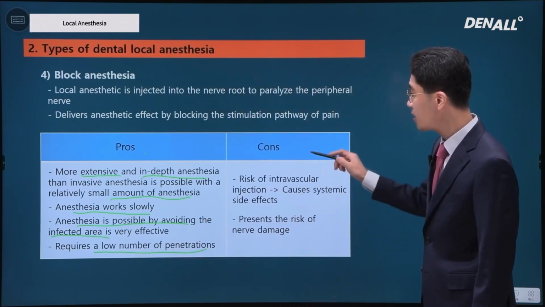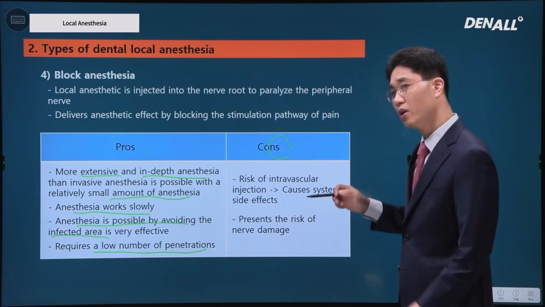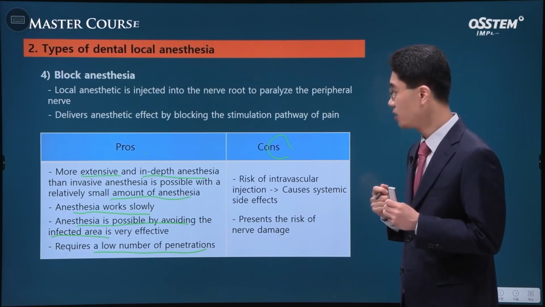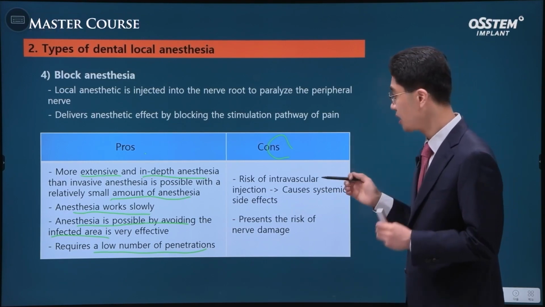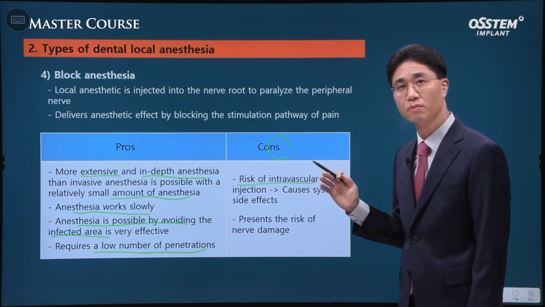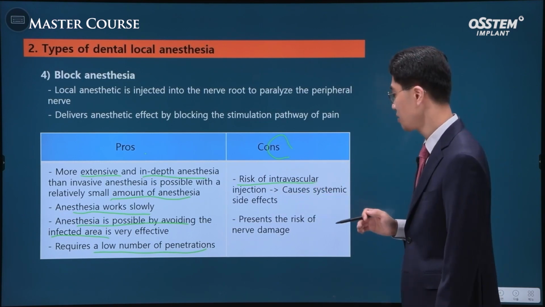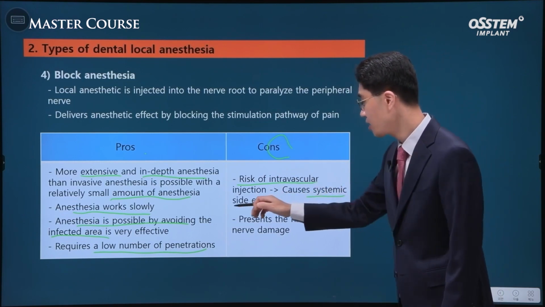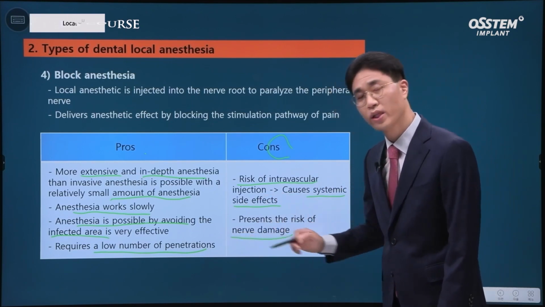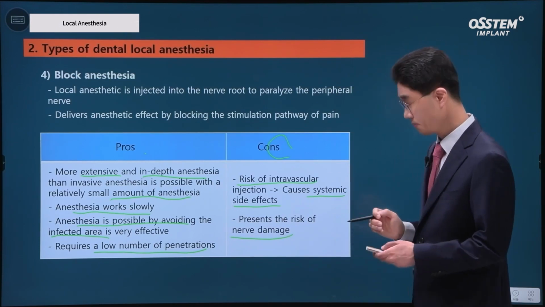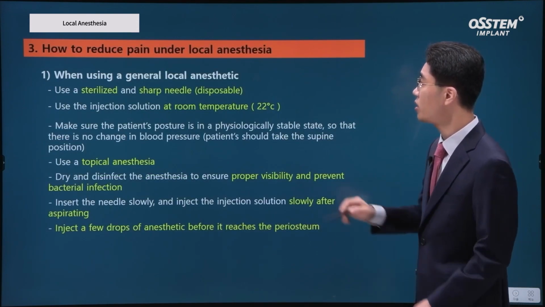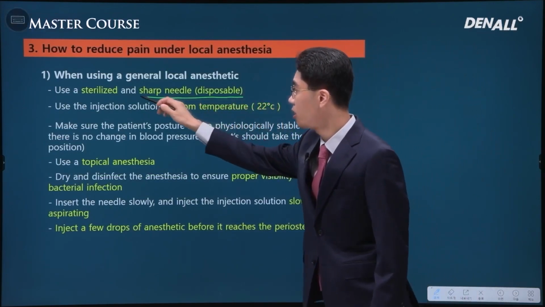The downside is that because we find the nerve and penetrate the needle in that position, at times, there is a risk of intravascular injection. There's higher risk compared to infiltration anesthesia. Therefore, there can be systemic side effects. Also, there's a risk of nerve damage. When we perform anesthesia, we use a sterilized disposable needle.